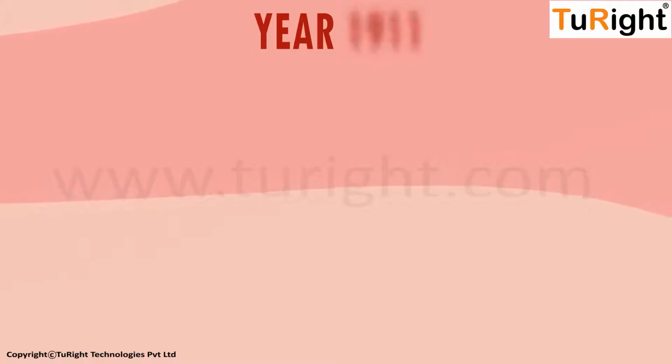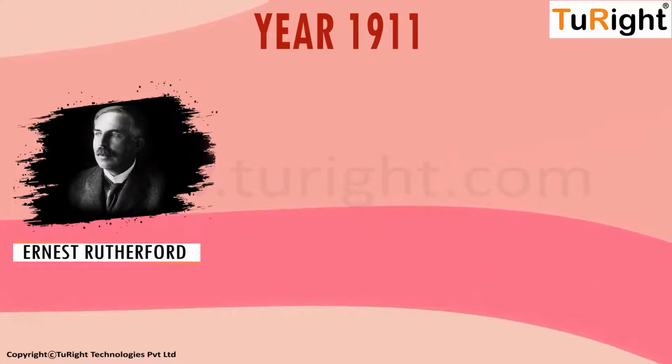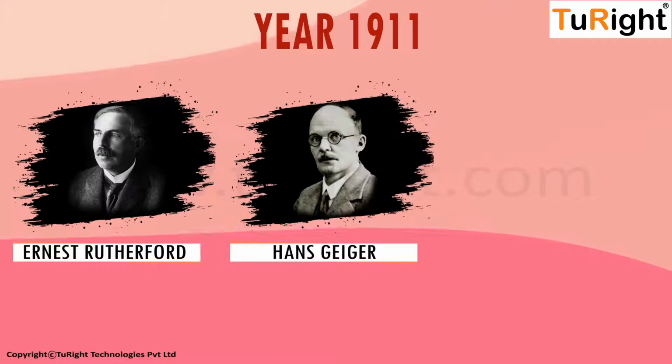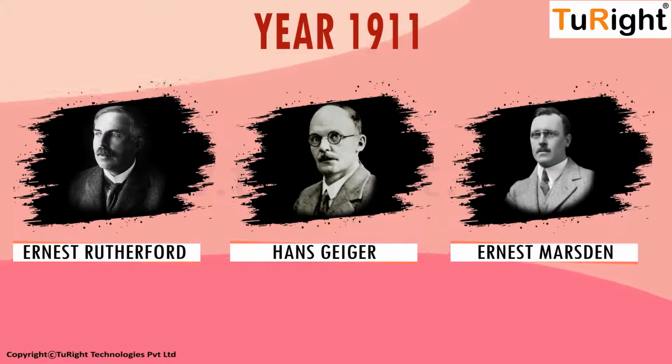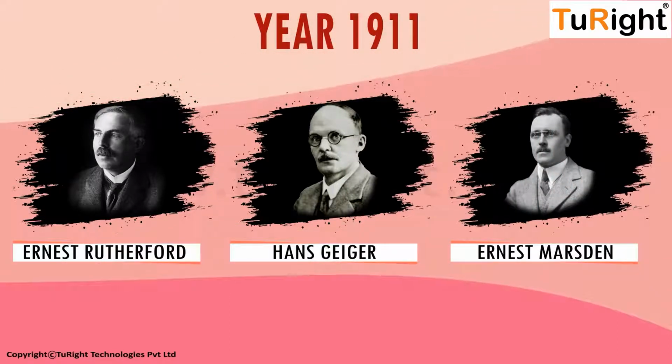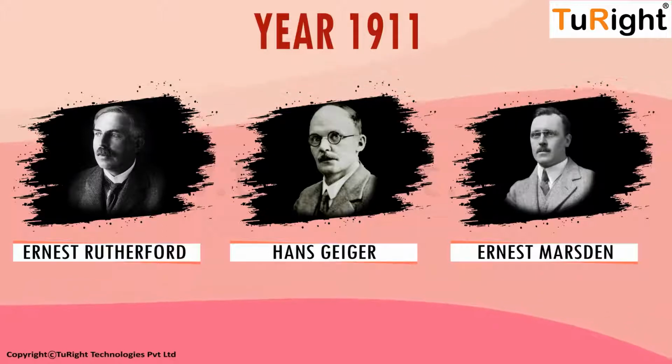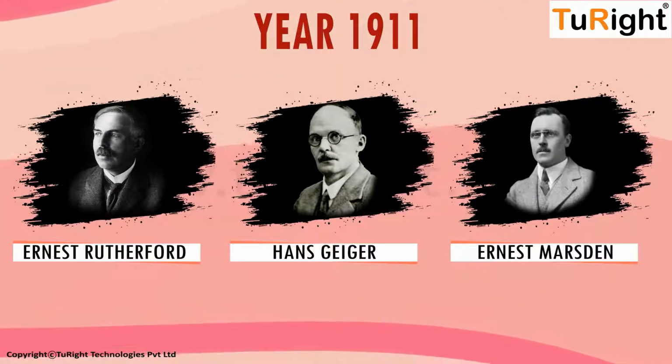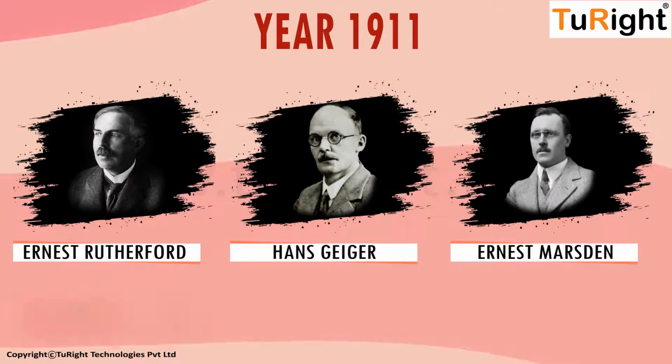In the year 1911, Ernest Rutherford, along with Hans Geiger and Ernest Marsden, conducted a series of experiments with the aim of exploring the structure of an atom. Rutherford's scattering experiment.